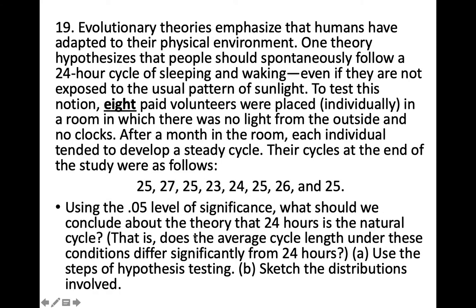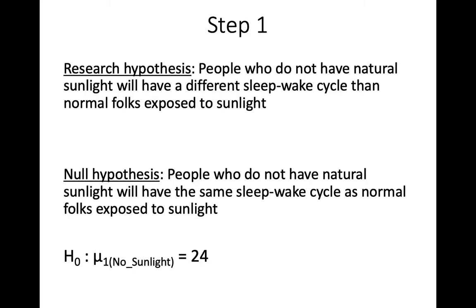Where do we get that? It comes from this question. Does the average cycle length under these conditions differ significantly from 24 hours? There's no prediction about whether cycle length is longer. There's no prediction about whether cycle length is shorter. The question is the cycle length significantly different than 24? So we're going to do a two-tailed test, testing against the population value under the null hypothesis, which is just regular people have a 24-hour sleep cycle.